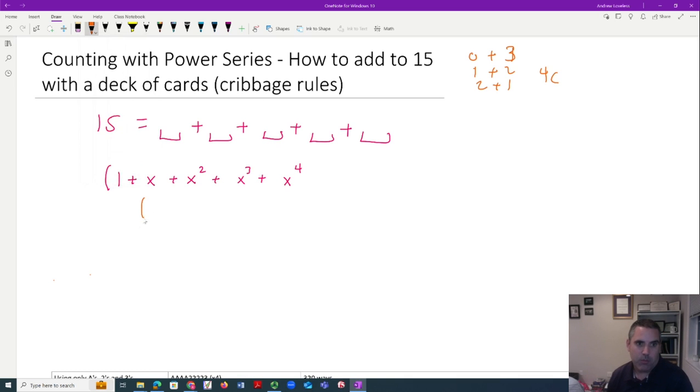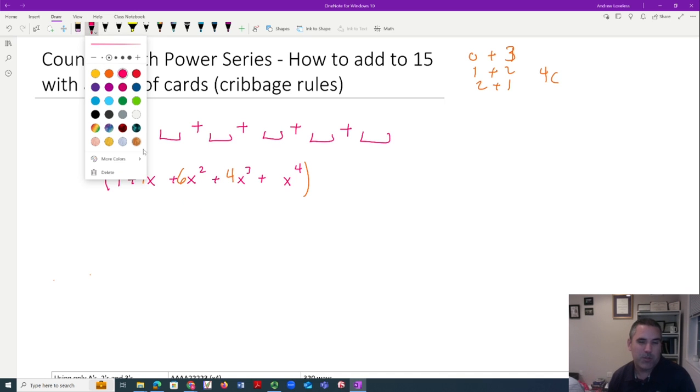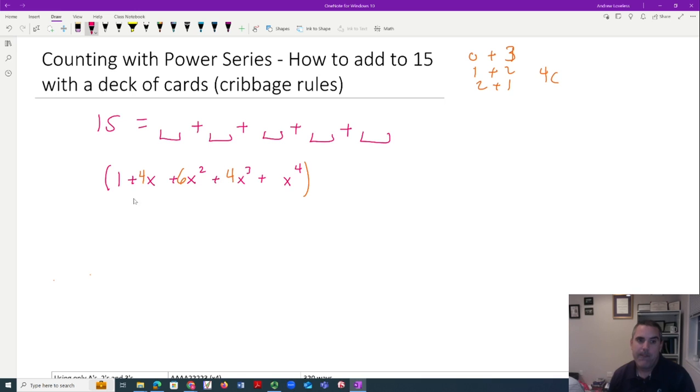How many ways can you get 1 ace? Well, you can get that 4 choose 1. It's 4 ways. How many ways can you get 2 aces? There's 6 ways. How many ways can you get 3 aces? There's 4 ways. So think of this as representing the aces, and it includes the number of ways we can get it. So I'm pushing it a little further.